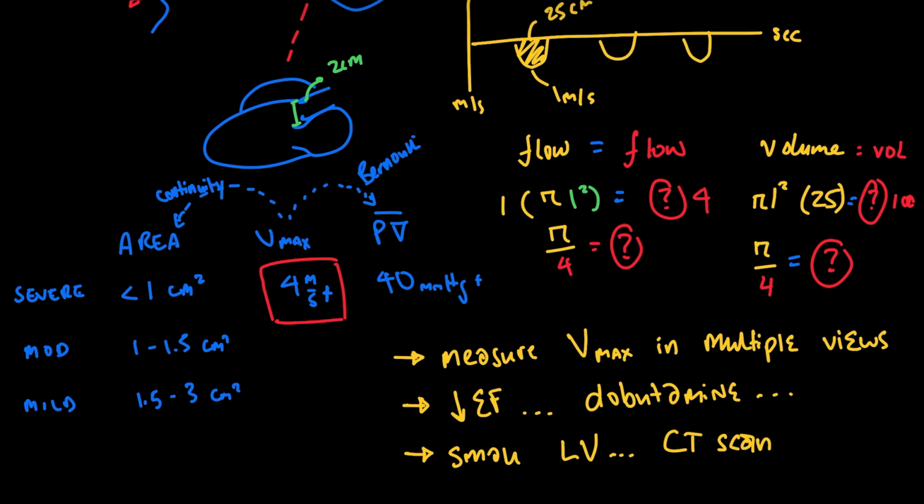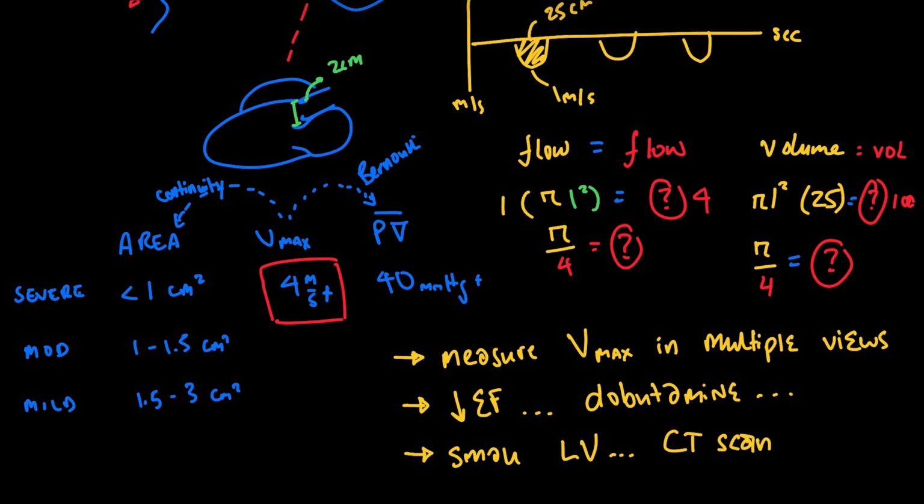If our numbers don't quite add up and we think it's severe, but the Vmax is less than 4, make sure that you're measuring in multiple views in case you weren't lined up nicely with your Doppler angle and the Vmax jet. And if the squeeze of the heart is low, maybe you can give some dobutamine to help generate a good squeeze, and then maybe that will generate enough flow across the valve to get a Vmax and the pressure gradient.